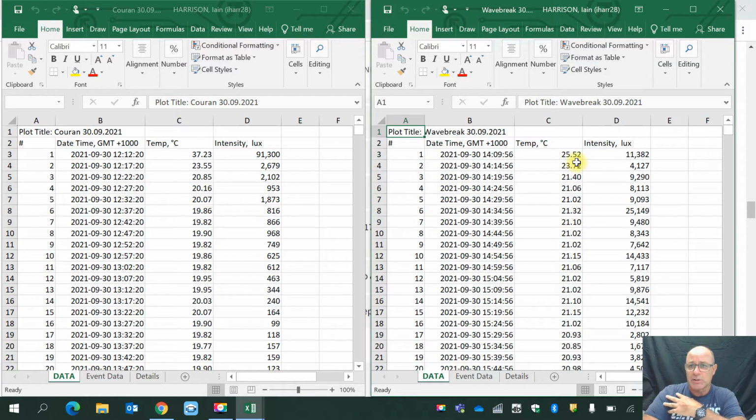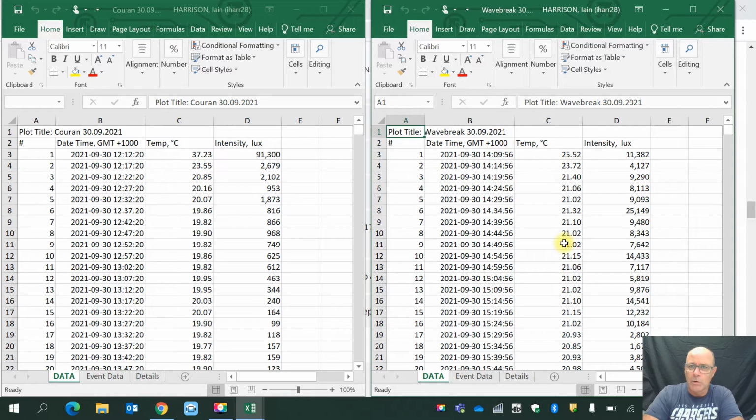Before we do that, let's look at Wavebreak Island. You can see some results here. Let's just look at the temperature here. Our temperature was 25.52 degrees Celsius on our first data that was recorded. The next one was 23.72. It then dropped to 21.4, 21.06. Can you see the way it's slowly starting to decrease? We got a little bit of a spike here, but then it drops again.